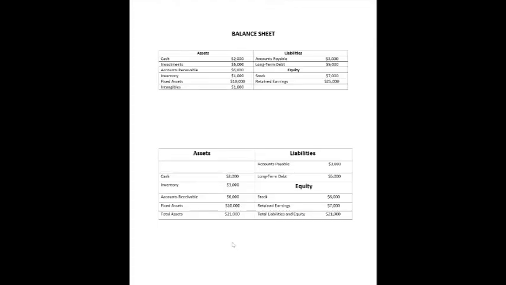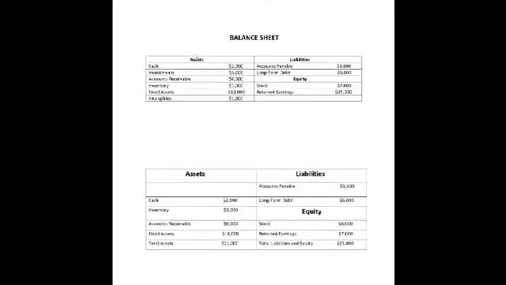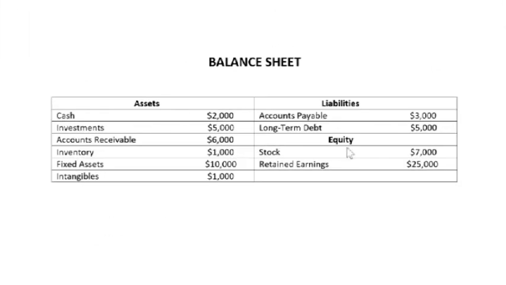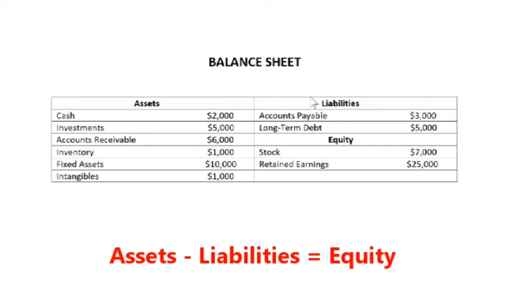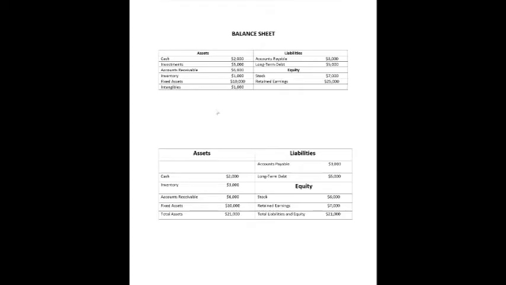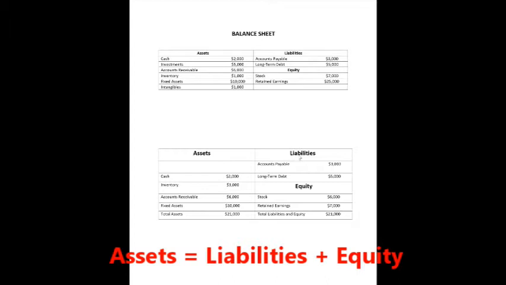Now that we know what these documents are about, let's see what they look like. Here we have the example of the balance sheet. Right here we have assets, liabilities, and then equity. Now remember the formula, assets minus liabilities equals equity, or assets equals liabilities plus equity.